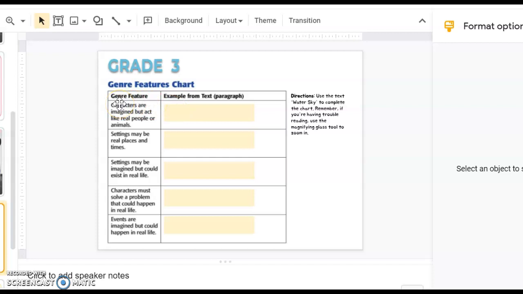You guys are going to be detectives, and you are going to be hunting for all of these different realistic fiction features in the text. So let's look at the first one together. The first feature is that characters are imagined but act like real people or animals. Our job is to find an example of this feature from the text. And of course, we want to make sure we include which paragraph we found it in. So let's go ahead and open up our story, Water Sky.